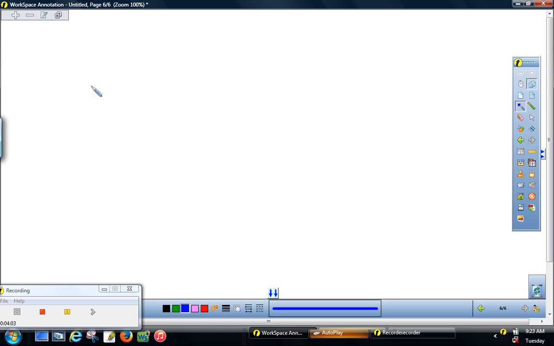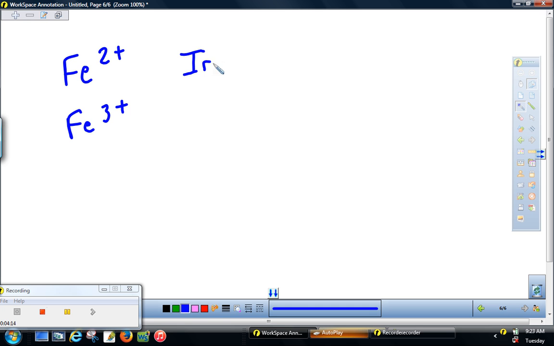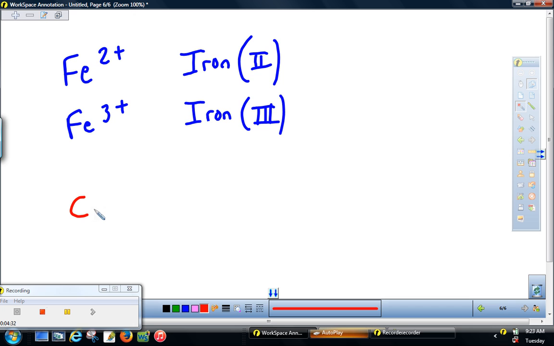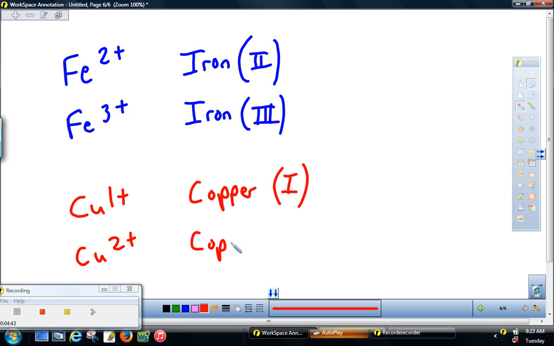If we look at 2 of these, iron can have a plus 2 charge, or iron can have a plus 3 charge, depending on the environment that it's in. And so we need to be able to differentiate between these two species of iron, and so we call iron that has a plus 2 charge iron plus 2, or iron Roman numeral 2, and we call iron that has lost 3 electrons with a plus 3 charge iron Roman numeral 3. Those are the two charges that iron can take. Copper can have a plus 1, or copper can have a plus 2 charge, and so we call it copper Roman numeral 1, and we call this copper Roman numeral 2.